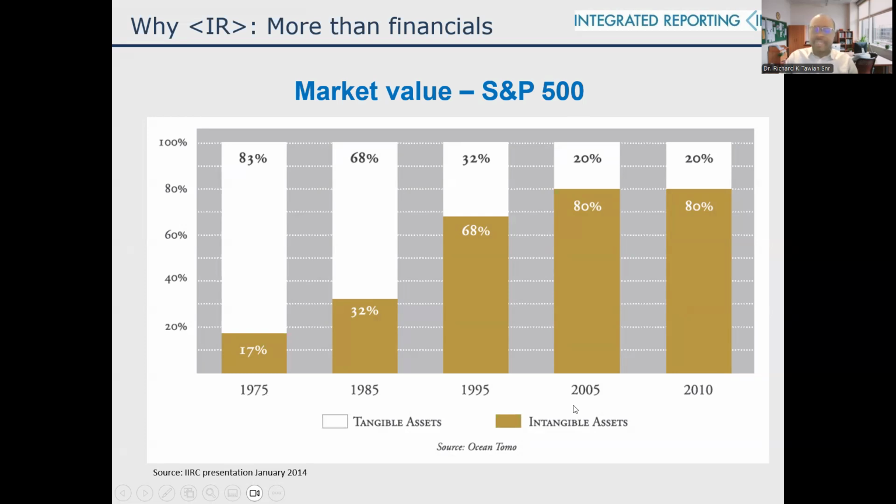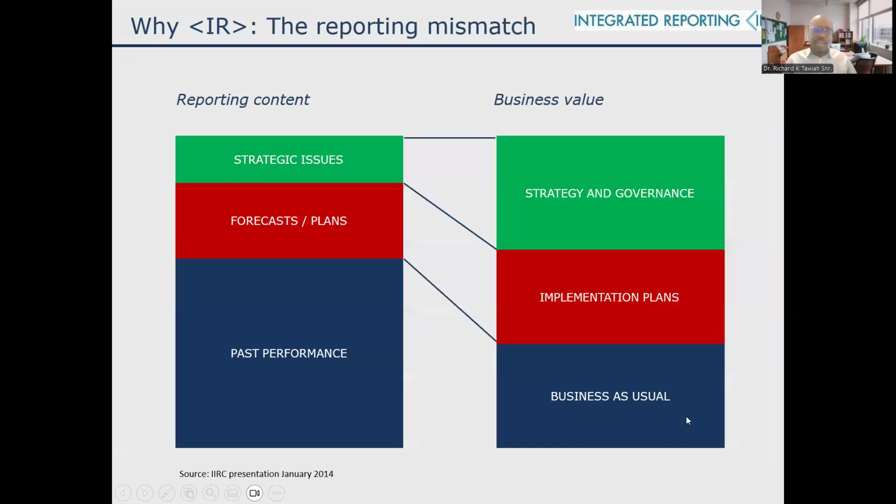Now, in the 1975s, the intangible assets were just about 17% compared to the tangible assets of 83%. And look at how the intangibles have increased. In 85, it became 32%, 95, 68%, and 2005 and 2010 are now like 80%. And the tangibles are just 20%. It tells you that there is the need to change our reporting altogether.